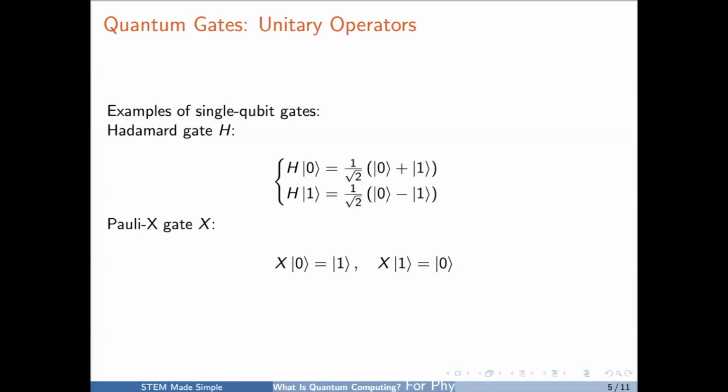The Pauli X gate performs a bit flip. X applied to |0⟩ gives |1⟩. X applied to |1⟩ gives |0⟩. This is analogous to the classical NOT operation, but now embedded in the algebra of operators over Hilbert space.